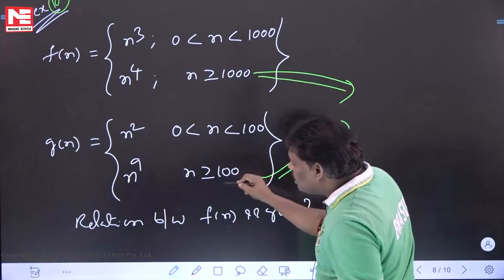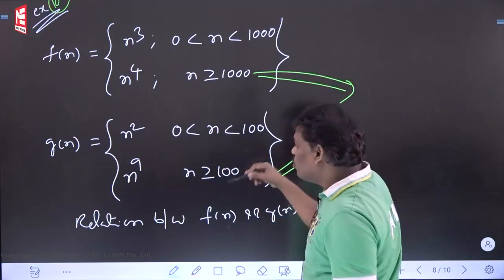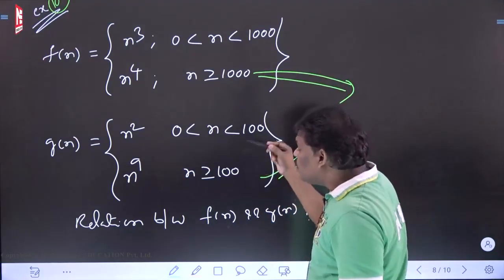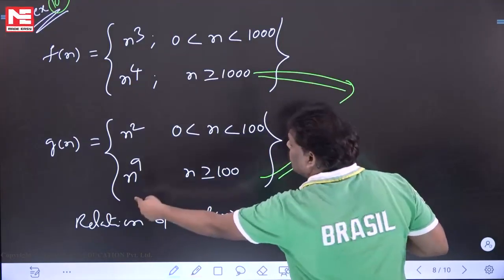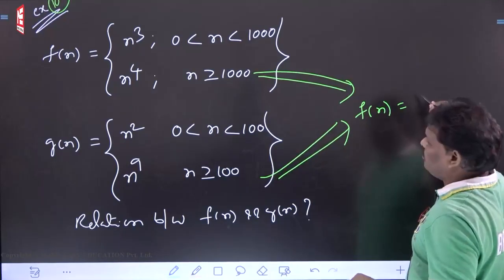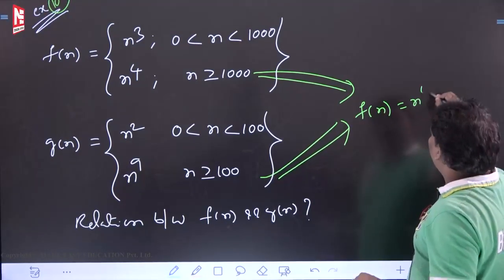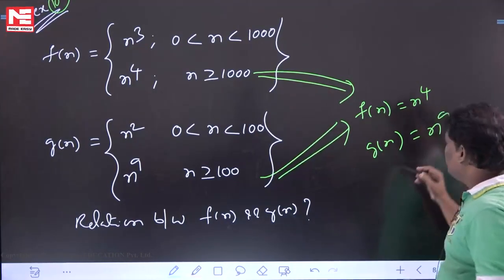See this one? 100 onwards n power 9 means what about 200? Same. What about 500? Same. What about 1000? Same. 1000 onwards n power 4, 100 onwards n power 9. Can you help me one small line now? F of n is how much? N power 4. G of n is how much? N power 9. Can you say who is bigger?